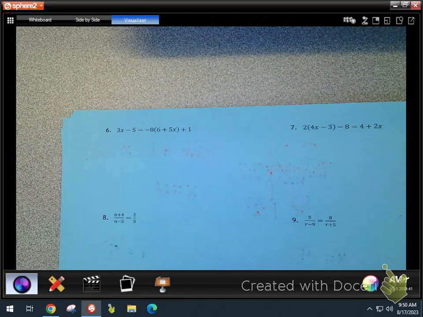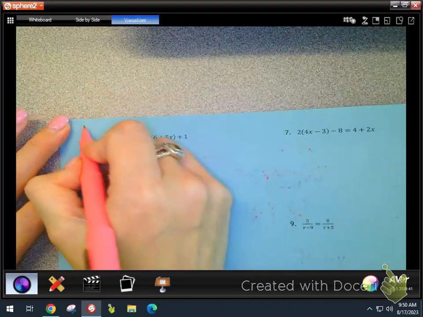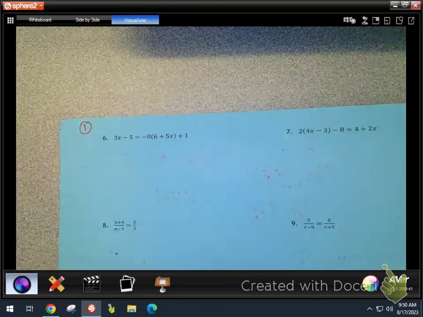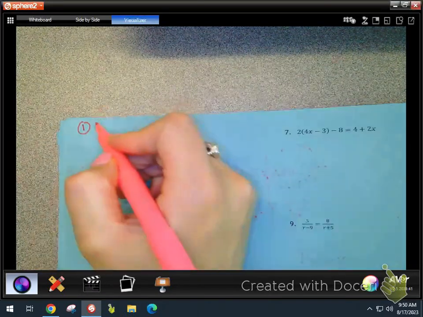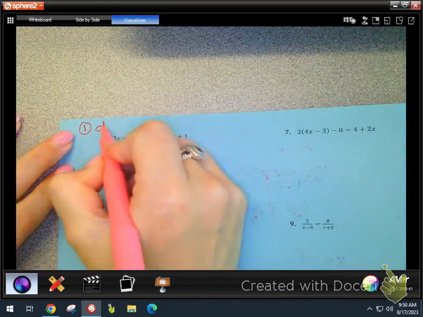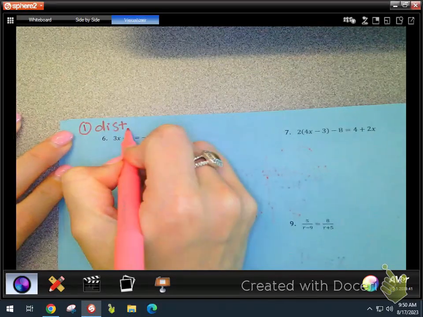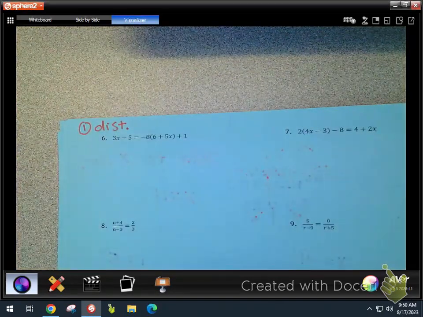So we're at the highest level. There's one more thing we have to do, and I've been talking about it. We just haven't had to do it yet. So remember, when we go through these, I'm going to write small at the top. Step number 1 is, what do we always check for first? Distributing. So we're going to distribute if we need to. Y'all have been doing that. We're getting good at it.